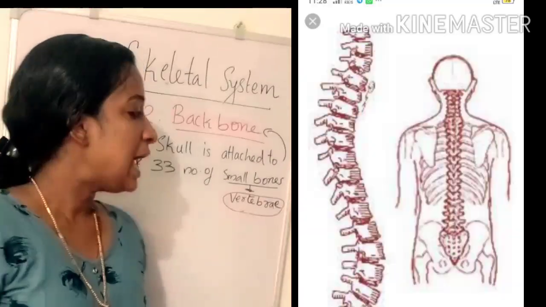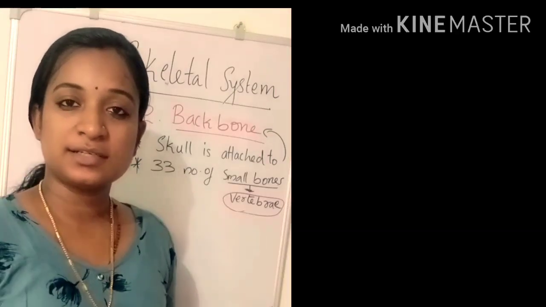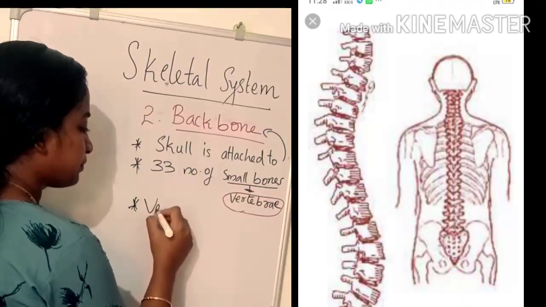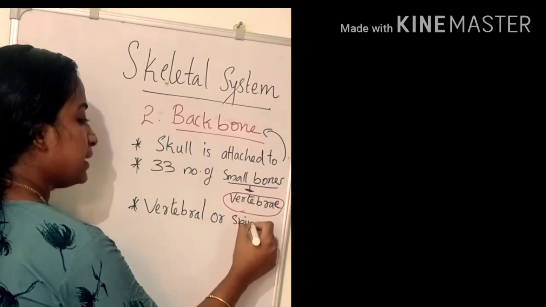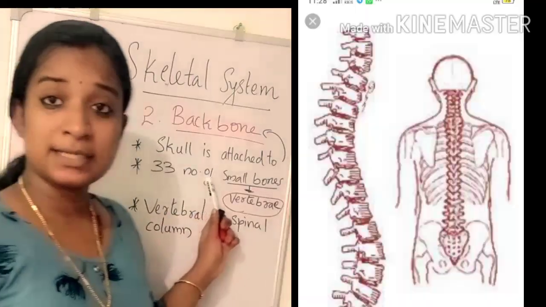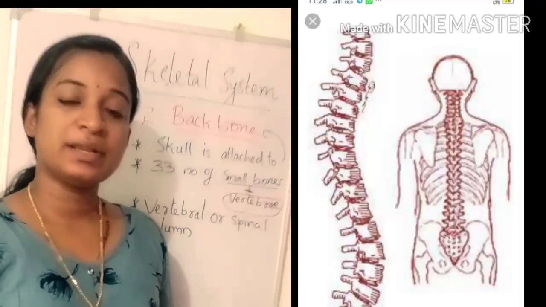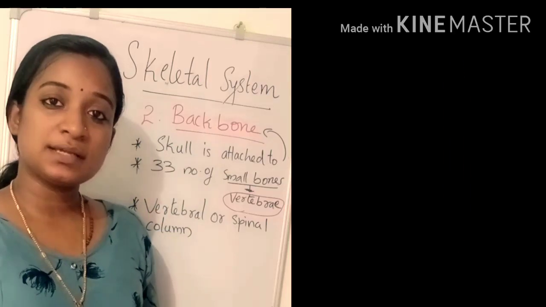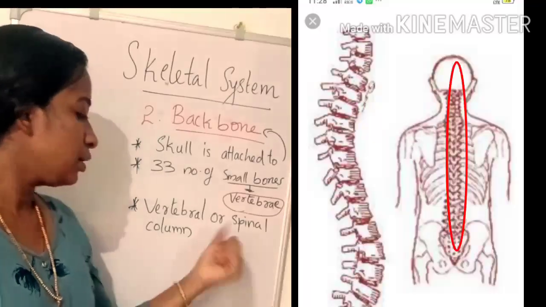And these vertebrae are joined together one above the other to form a strong column that is known as the vertebral or spinal column. Okay, so there are 33 small bones present in our backbone. They are known as vertebrae, and they are joined together one above the other, forming a strong column known as the vertebral or spinal column.